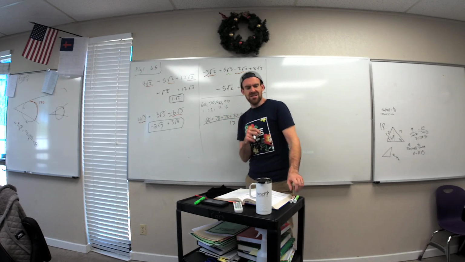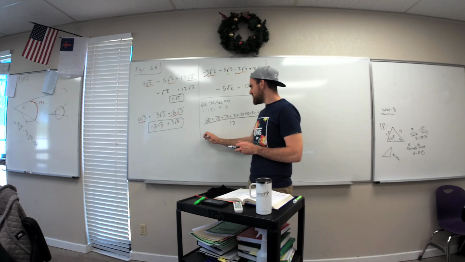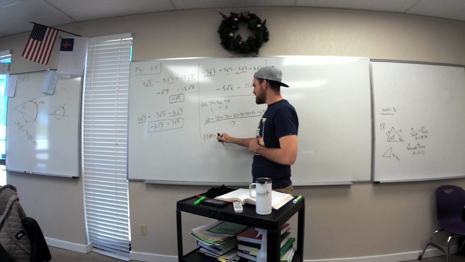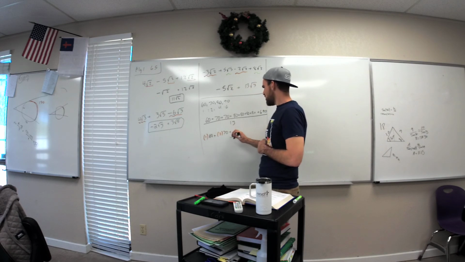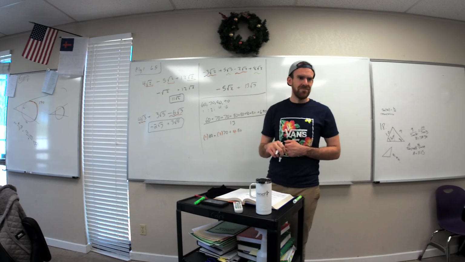Let me rewrite this in a better way. The first test is just worth 1. The second test is worth 2 times as much. So you're finding the mean. The third test is 4 times as much.